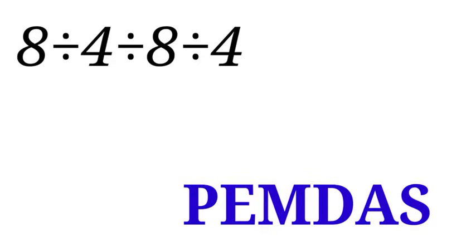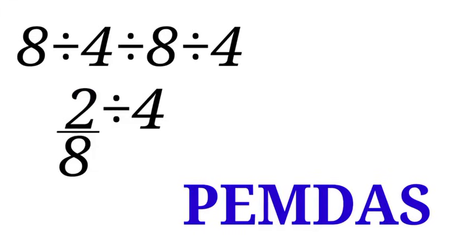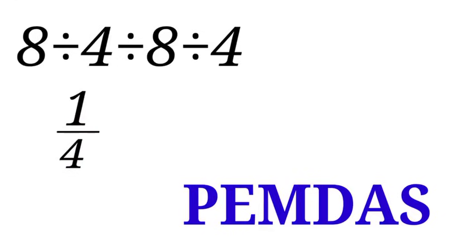So, let us start by going from left to right. 8 divided by 4, we are going to have 2. We now have 2 divided by 8 divided by 4. Now, 2 divided by 8 can be rewritten as 2 all over 8. So, 2 divided by 2 is 1, 8 divided by 2 is 4. So, we now have 1 over 4 divided by 4.